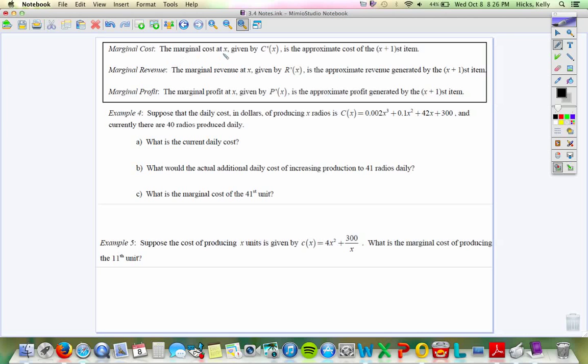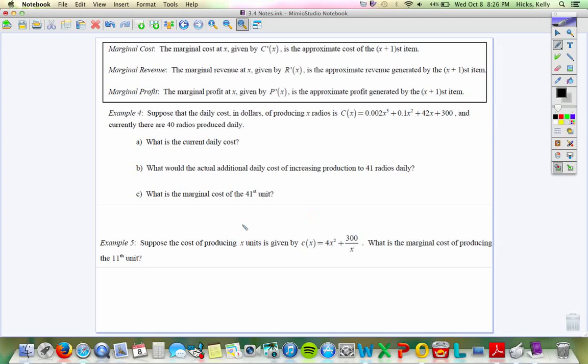Marginal cost at x, given by C prime of x, is the approximate cost of the x plus first item. Marginal revenue at x, given by R prime of x, is the approximate revenue generated by the x plus first item, and marginal profit is the approximate profit generated by the x plus first item on the profit function.